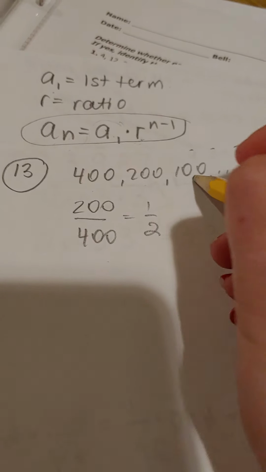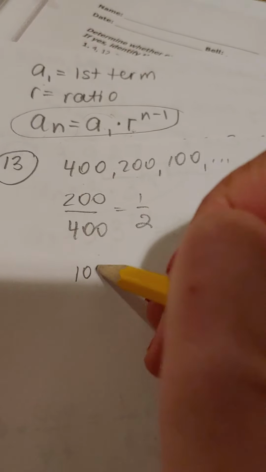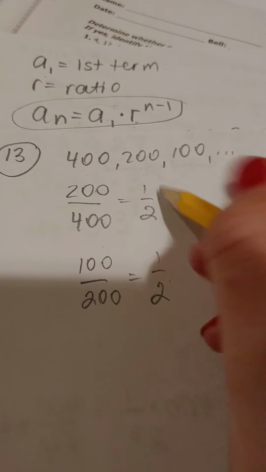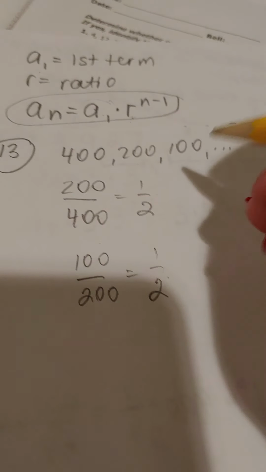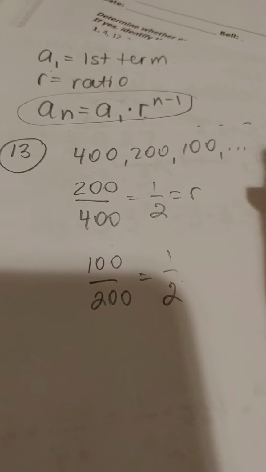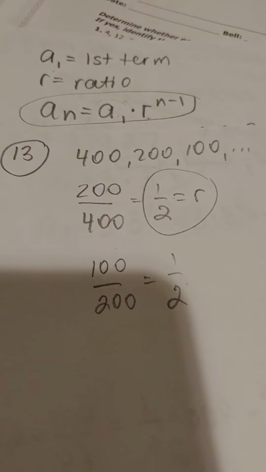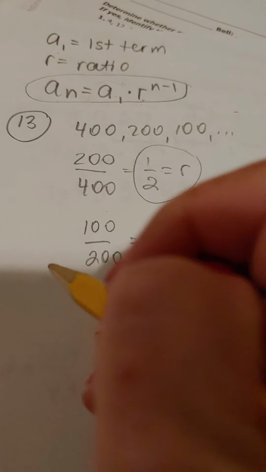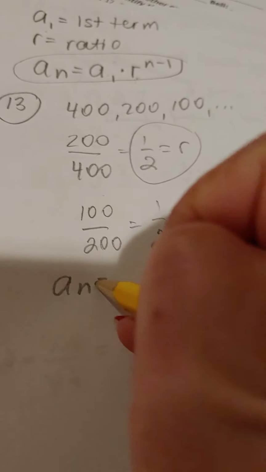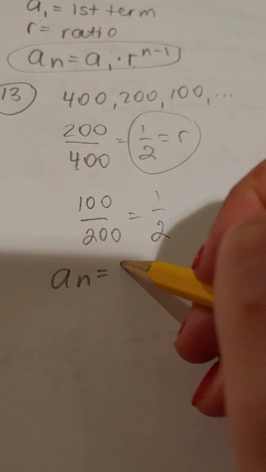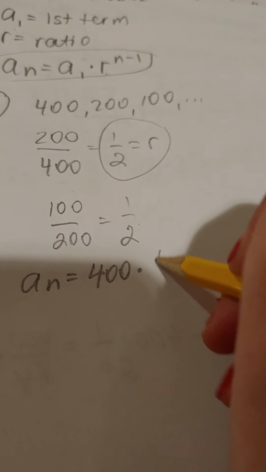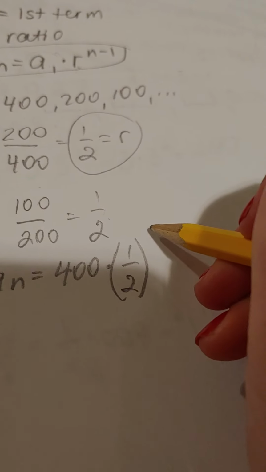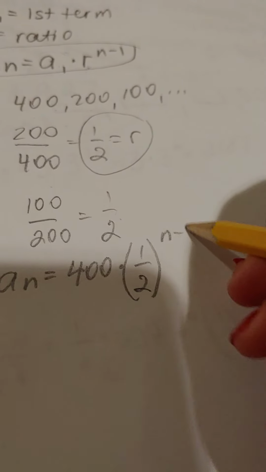Then we're going to take the third term and divide it by the second, 100 over 200, and this is 1/2. So these two numbers are the same, so we got the common ratio. 1/2 is my common ratio. So we're going to plug everything real quick into my formula. A_n equals the first term, which is 400, times 1/2, which is my common ratio, and the power will be n minus 1.